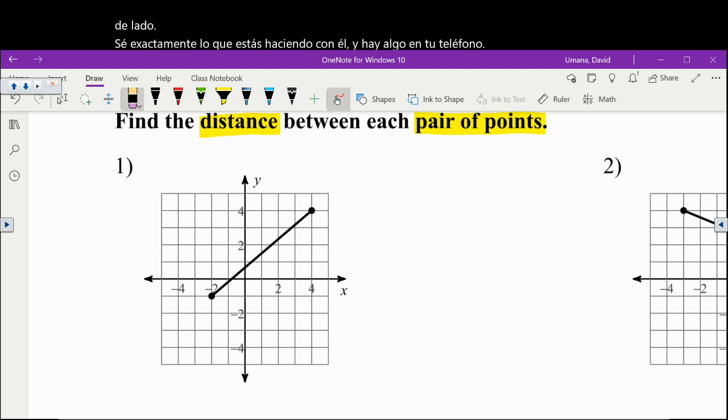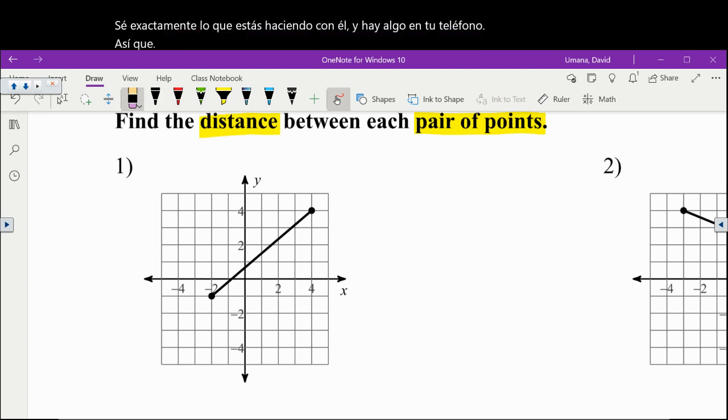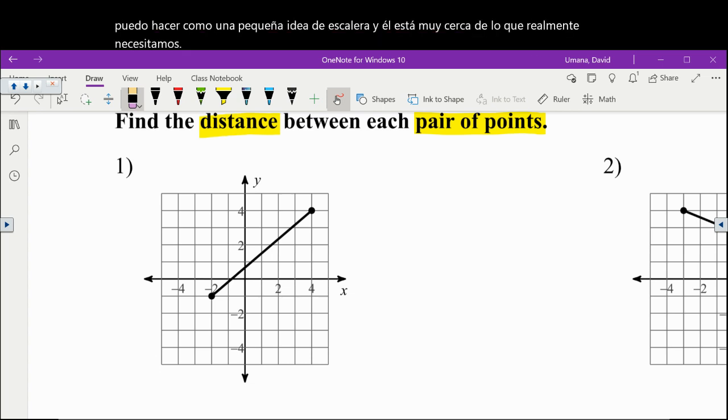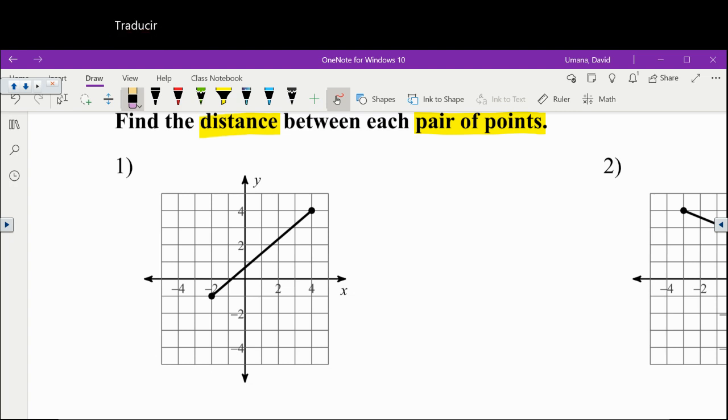So I need to find the distance from here to here. The best idea I have right now is that I can do a little staircase idea, and he's very close to what we really need. What do you think? Okay. From where to where? And then all the way across.